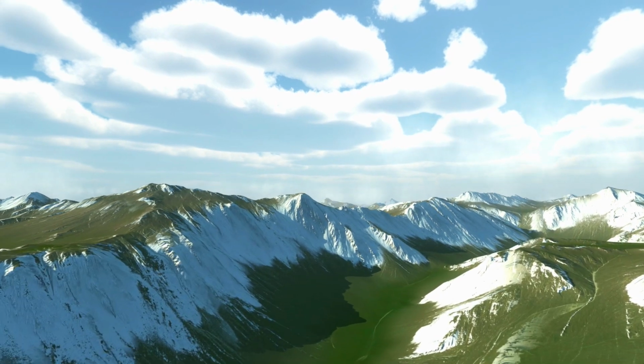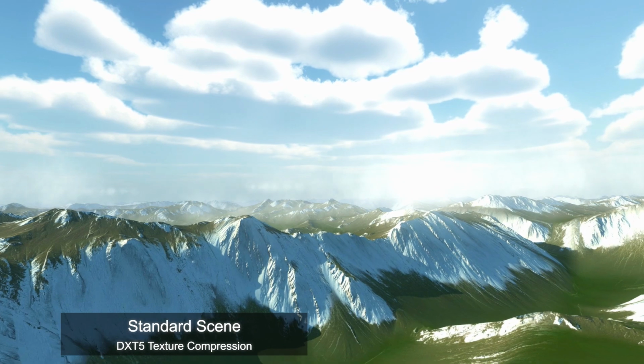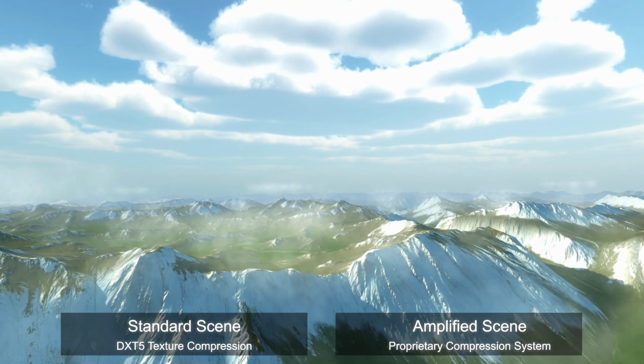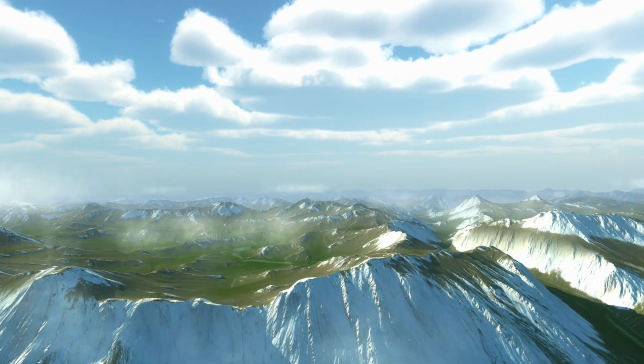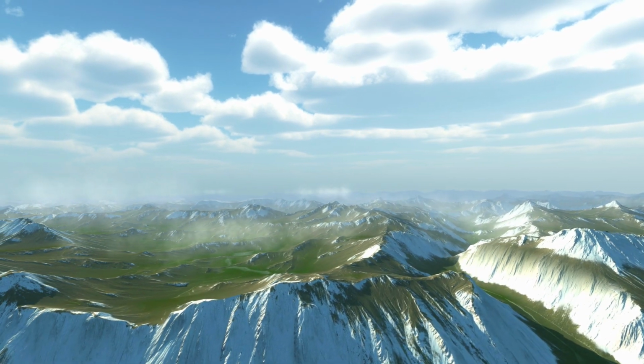The standard scene will use the XC5 compression for the textures, and the amplified scene will use the Amplify Texture 2 proprietary compression system. We are a small team and building large demos is quite work intensive. Using datasets such as the one presented in this video allows us to quickly demonstrate the capabilities of this technology.